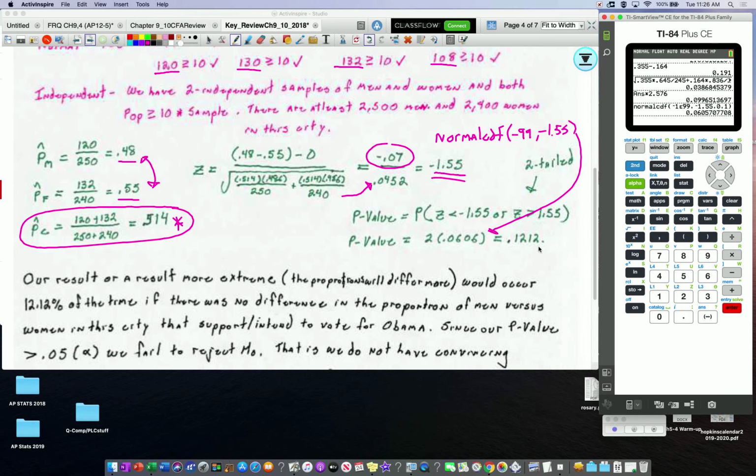Well, a result more extreme, meaning the proportions will differ more, will occur 12.12% of the time if there was no difference in the proportion of men versus women in the city that support or intend to vote for Obama. Since our p-value is greater than alpha, we fail to reject. Again, anytime it's greater, we fail to reject, meaning we do not have convincing evidence that one gender intends to vote for Obama more than the other.